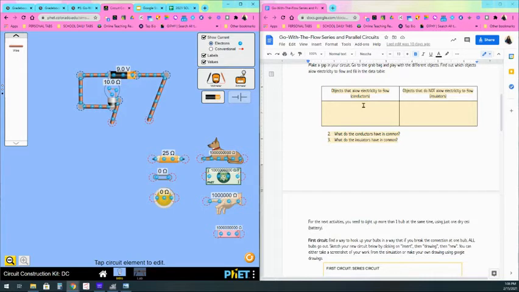So number 2, what do the conductors have in common? You can see that they have low resistance: 25 ohms, 0 ohms, and 0 ohms. And then your insulators have a high resistance.